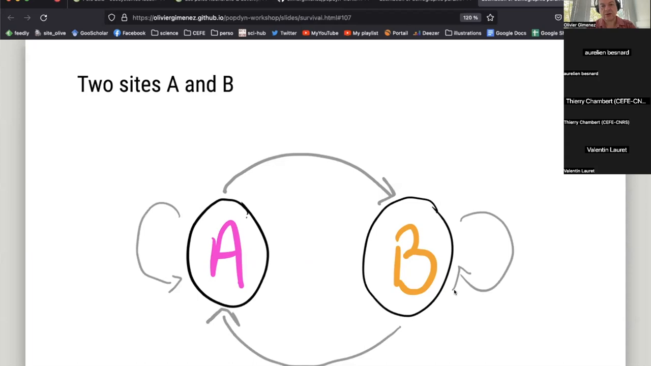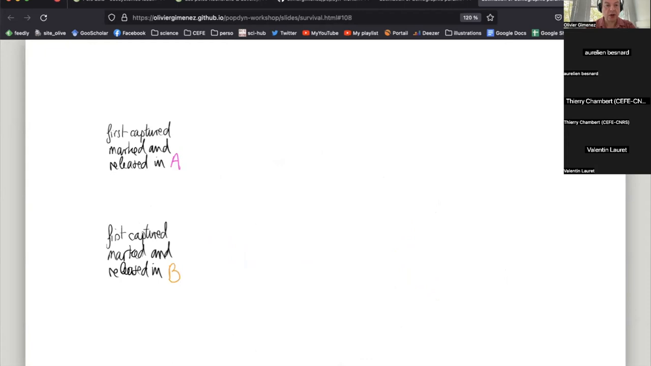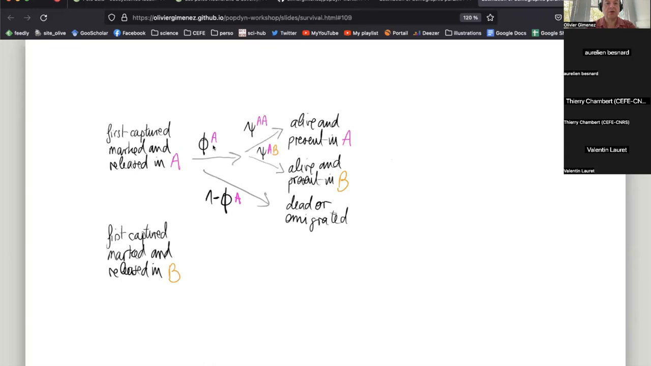We have survival probabilities for both sites, either site-specific survival probabilities or the same survival probabilities, and you can test these kinds of assumptions. Then you will also have transition probabilities between those two sites. So let's do what we did yesterday and try to figure out the fate of an individual that is, for example, first captured and marked and then released in site A. It can survive with the survival probability for site A, and either remain on site A. That's the transition probability from A to A.